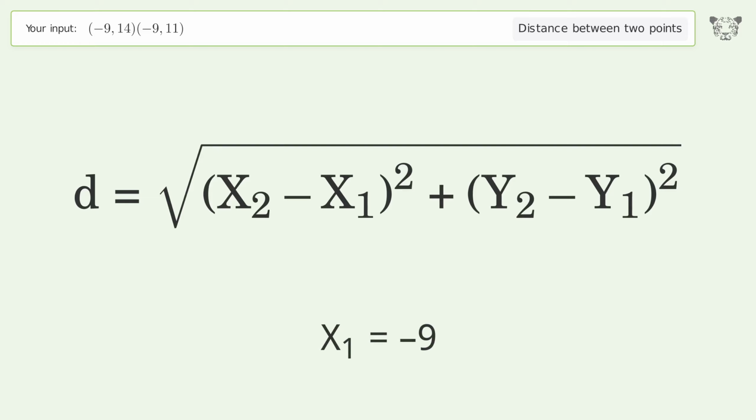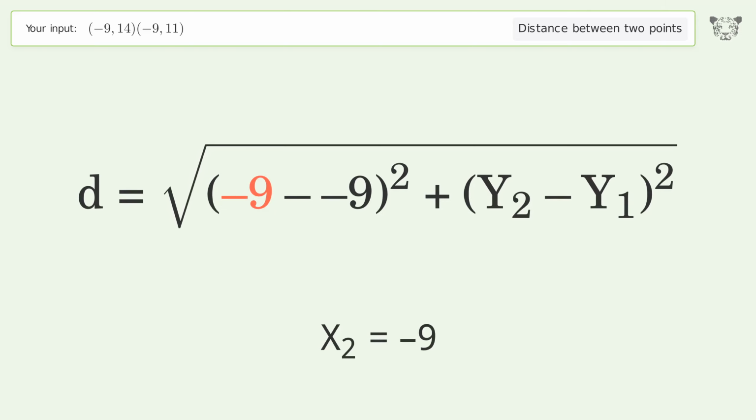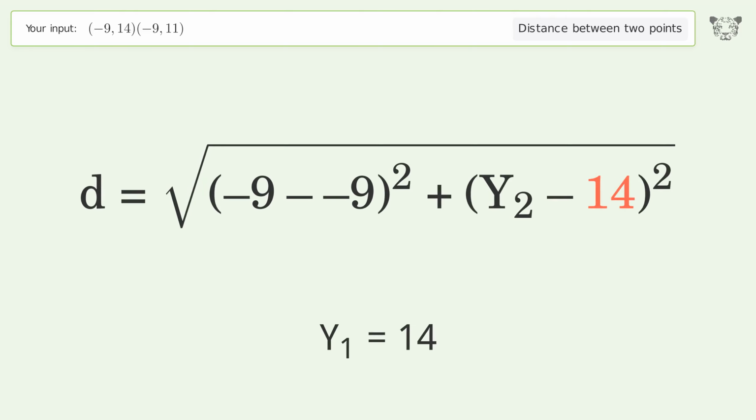x1 equals -9. x2 equals -9. y1 equals 14. y2 equals 11.